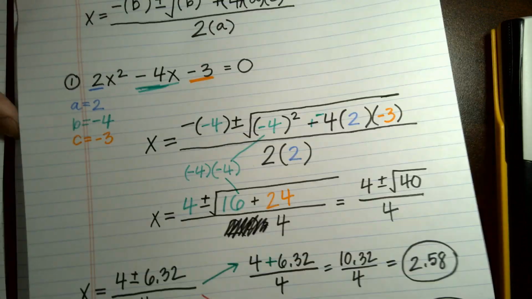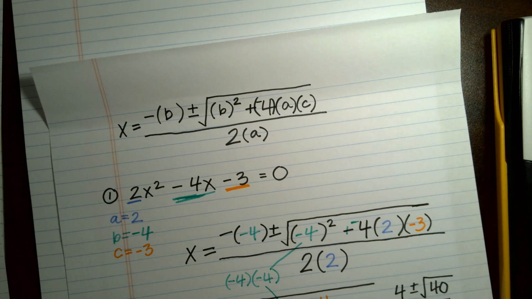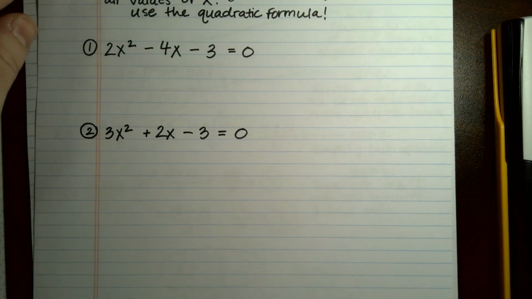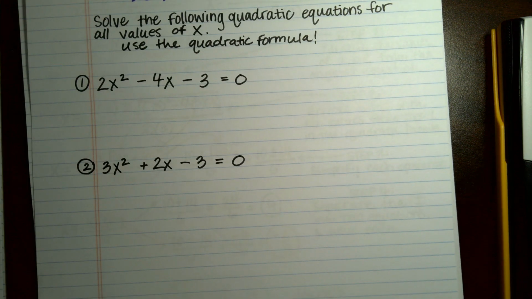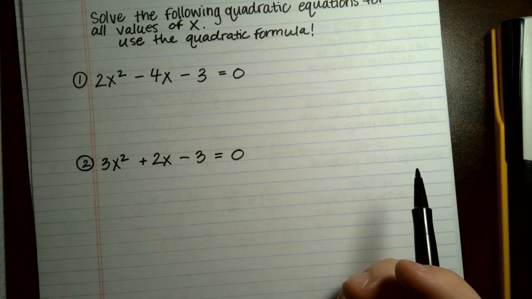Okay. So now let's look at number 2. I've got 3x squared plus 2x minus 3. I'm going to rewrite that problem.